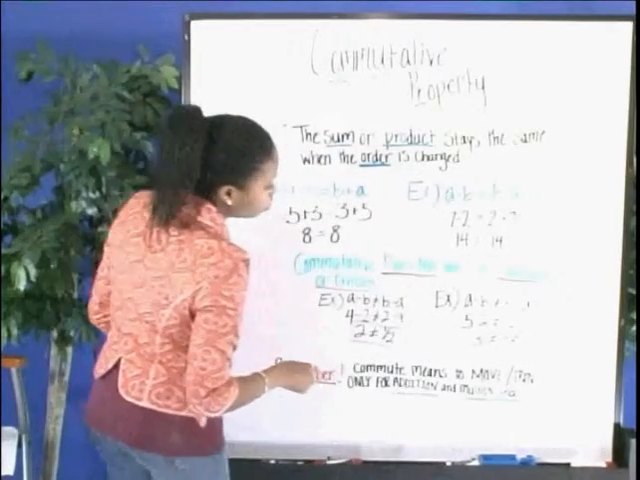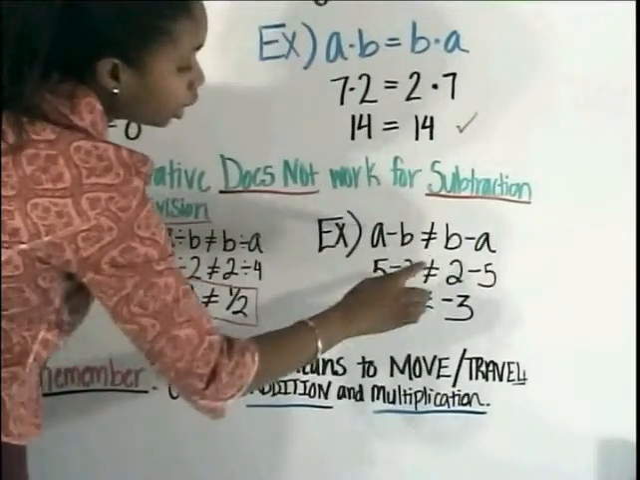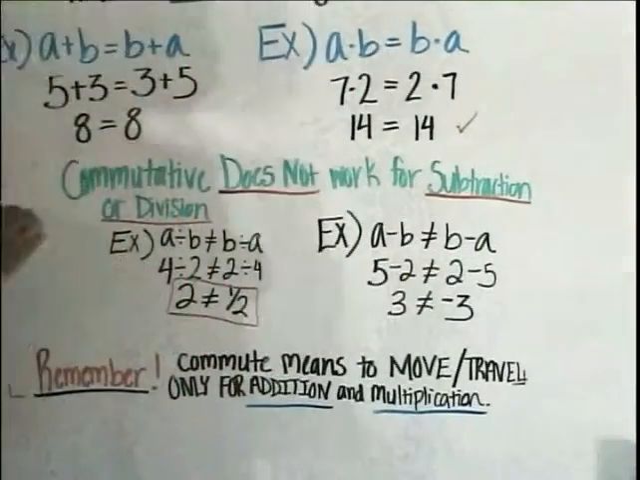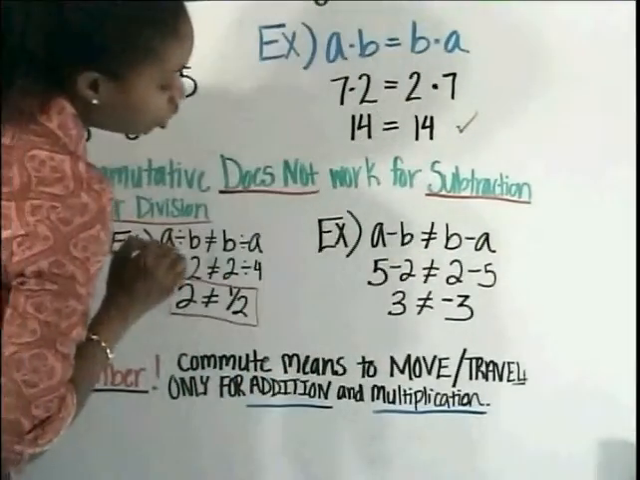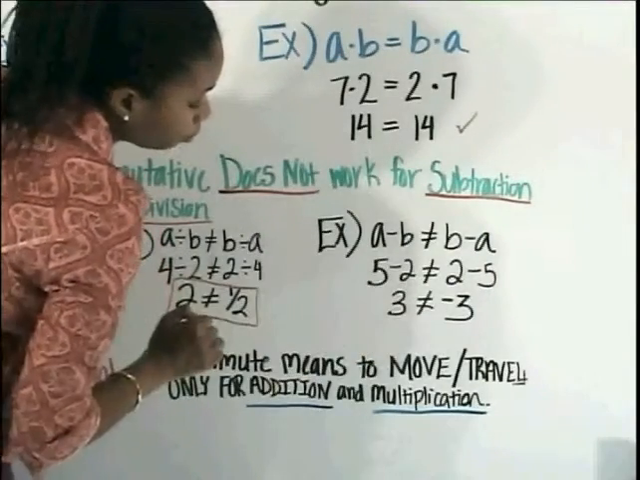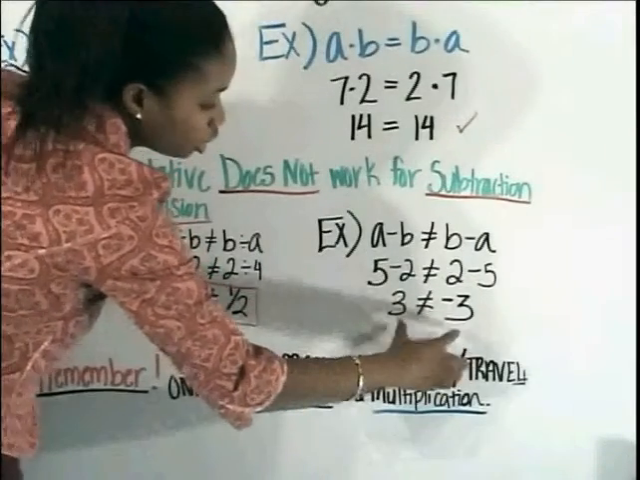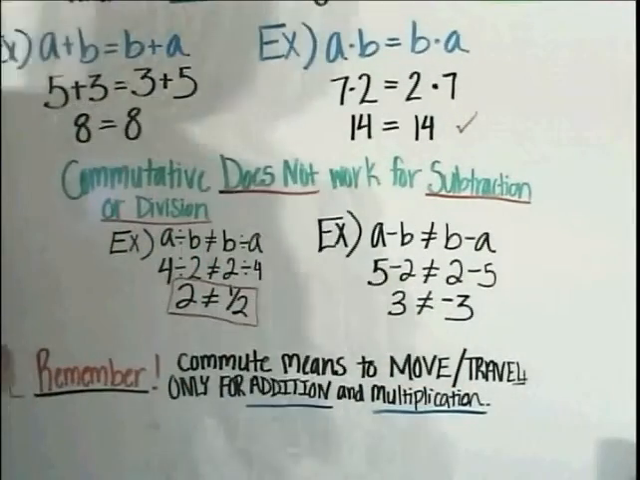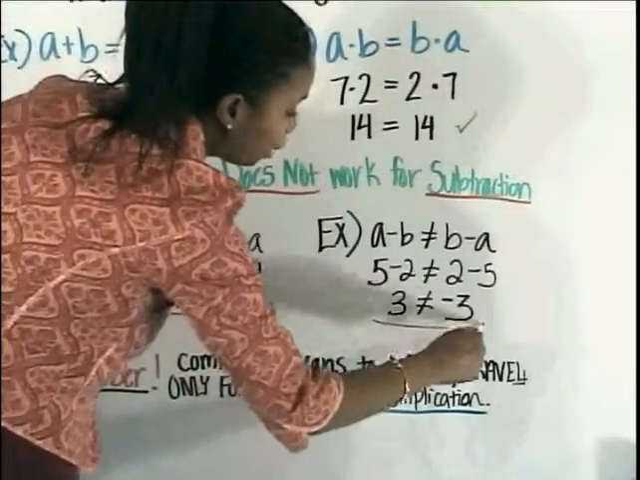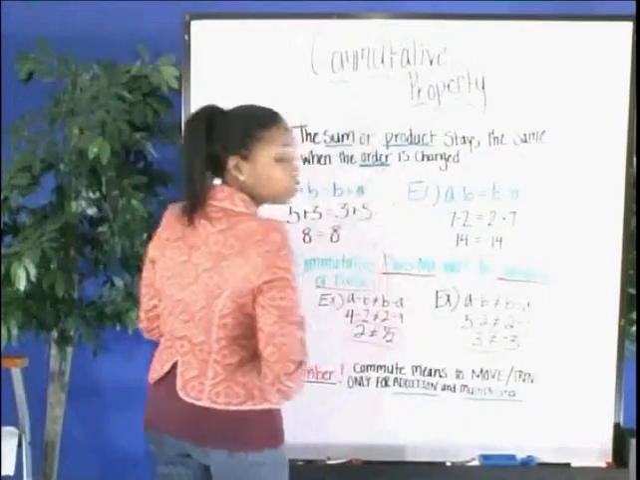Look at a subtraction one. Is A minus B equal to B minus A? Let's use the numbers 5 and 2. 5 minus 2 is 3. But 2 minus 5 is negative 3. You don't get the same answer on both sides of the equal sign. So this is another example of why the commutative property does not work for subtraction or division.